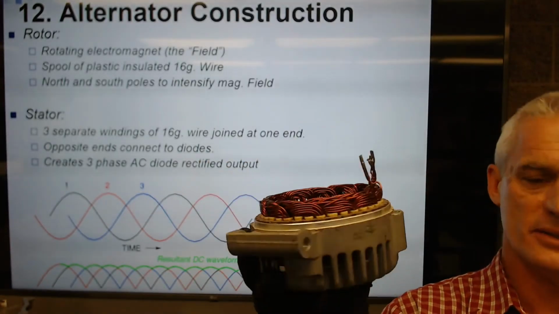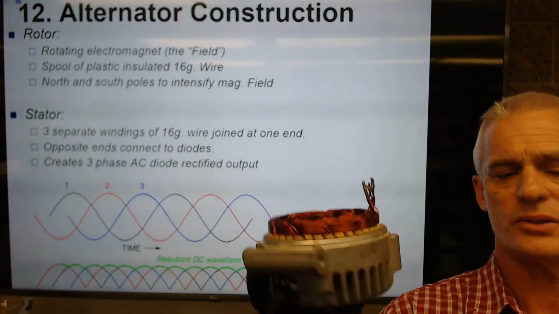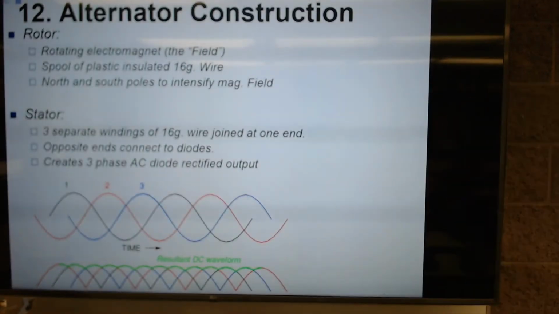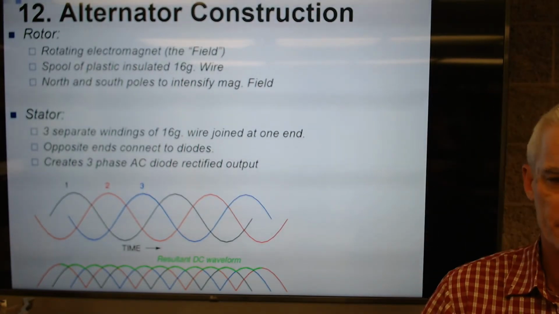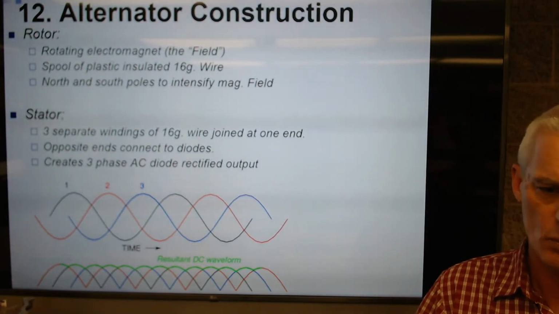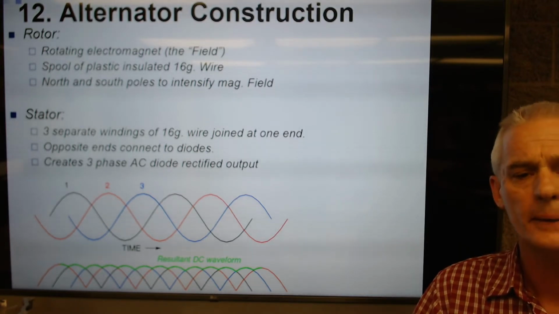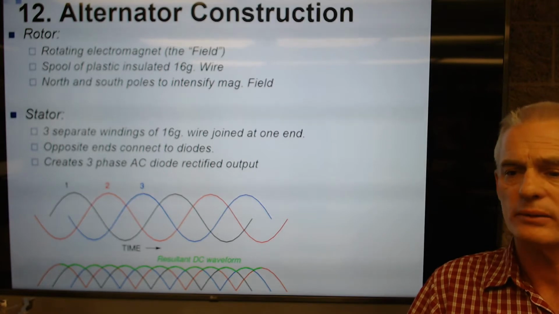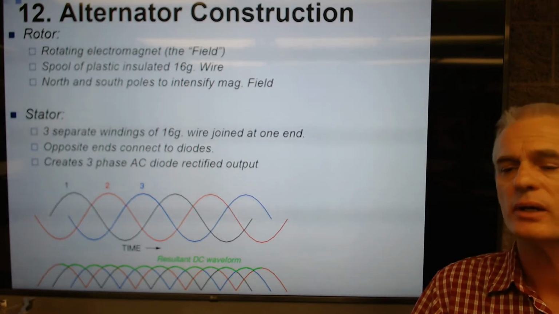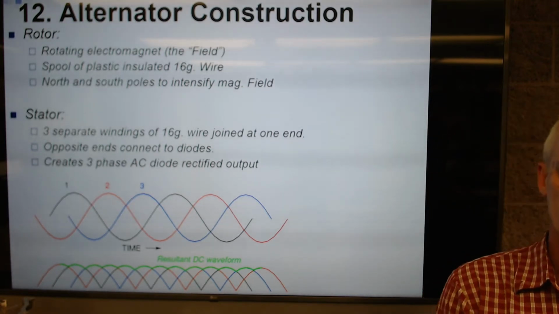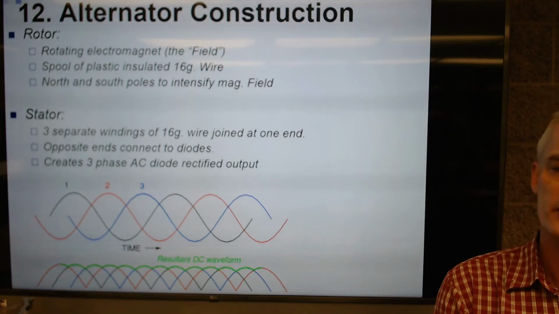Opposite ends connect to the diodes, and this creates 3-phase AC diode rectified output. So when we say 3-phase, there's actually 3 different loops of wire that are producing an AC current, alternating current. And we use diodes to rectify, or change, the AC into DC and give us diode rectified output, which is DC.